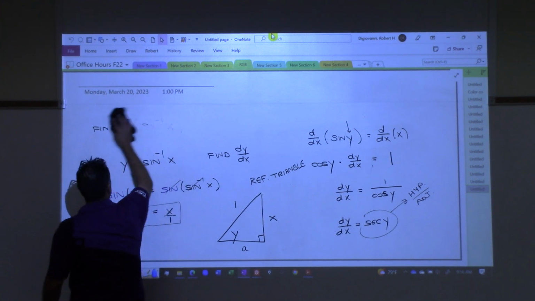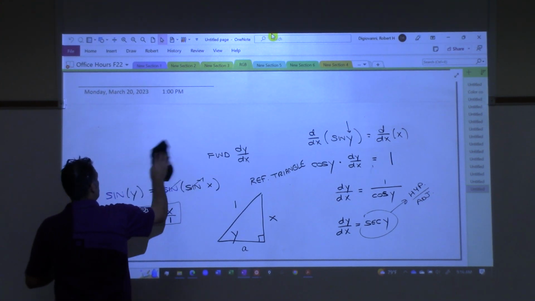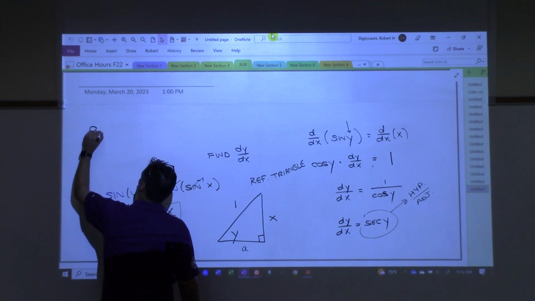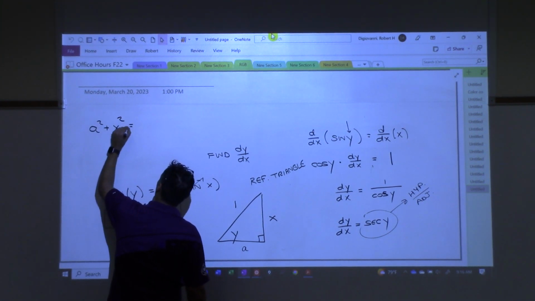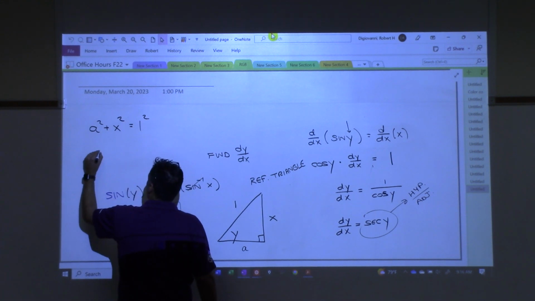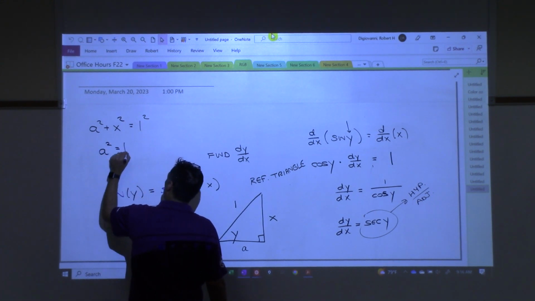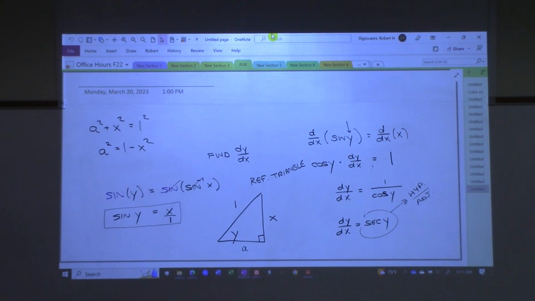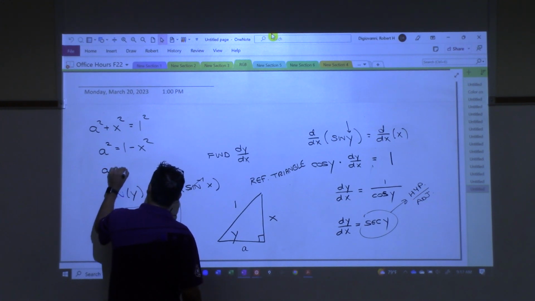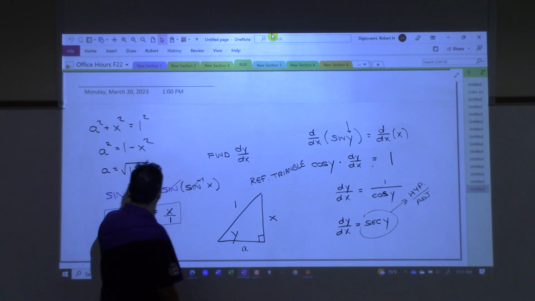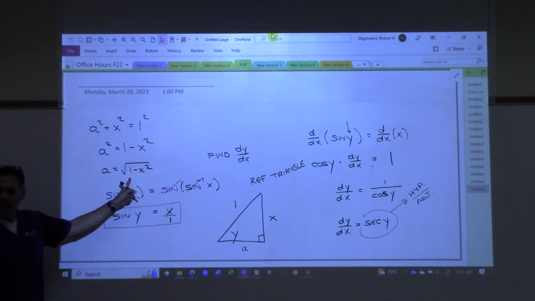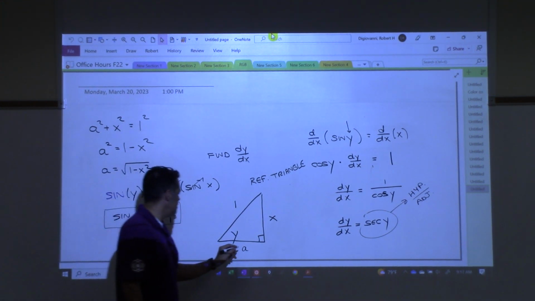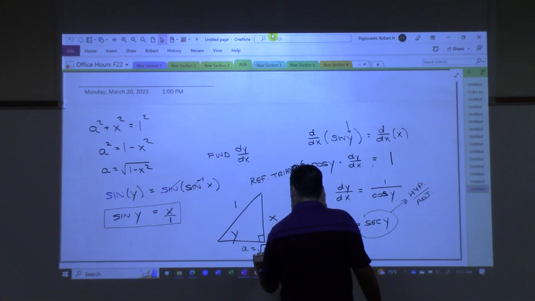So I'm going to write that down up here. I know that A squared plus x squared must equal 1 squared. That means that A squared equals 1 minus x squared. So all I did there was square the 1 and then bring the x squared to the other side, right? Just subtracted x squared on both sides. And then finally, I'll take the square root on both sides. And now I have what A is, right, in terms of x. So this A is the square root of 1 minus x squared.